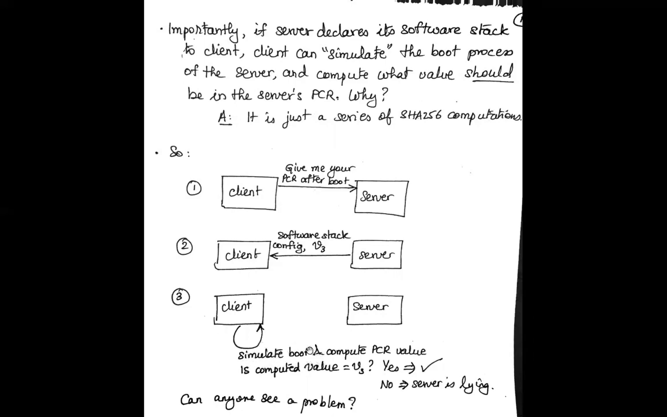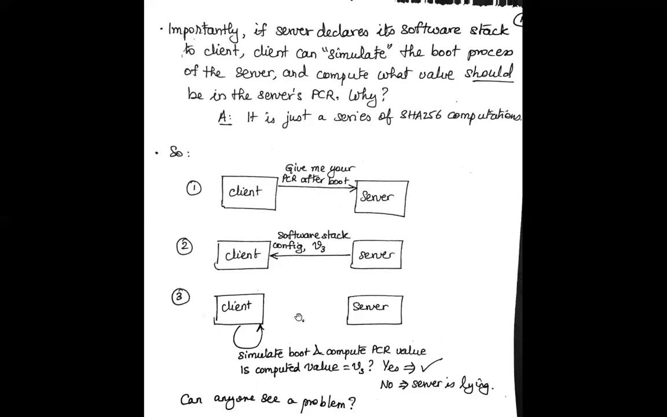Just do the hashes, just do the equivalent of the TPM extends, and you can compute what is supposed to be in the PCR. And if whatever the client computes matches v3, then yes, the server is in fact running that software. And if not, the server is lying, or something is wrong in the software stack. Maybe there's malicious software or something like that.